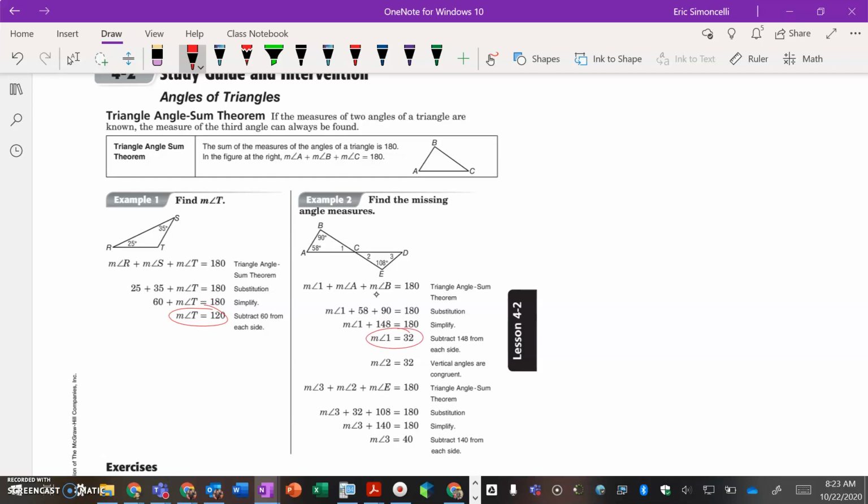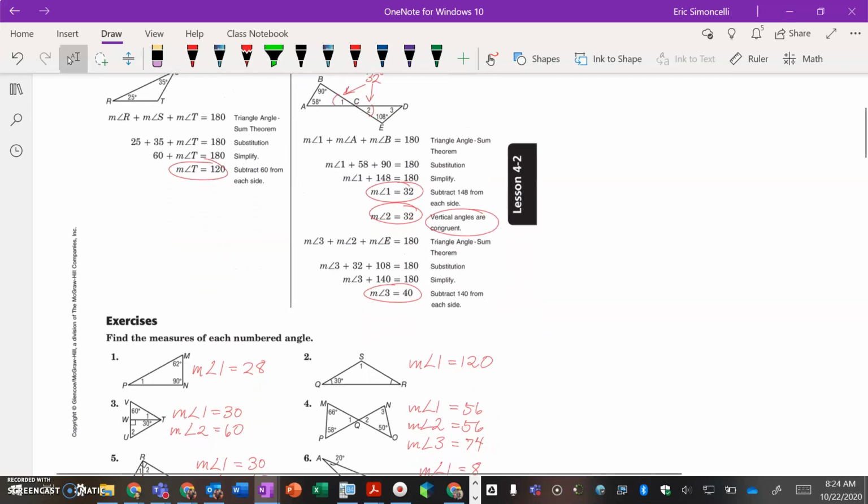But that's not enough. Noting, however, that vertical angles are congruent, not only is angle 1 32 degrees, but so is angle 2. Therefore, in the next equation, these three angles are going to add up to 180. Let me make my notation here so you can see that these two angles are 32 degrees. Angle 2 is 32. So angle 3 plus angle 2 plus angle E is equal to 180. Add these three together, and 32 plus 108 in the next step is 140. Subtract 140 from both sides, and 180 minus 140 is 40 degrees. Angle 3 is 40.